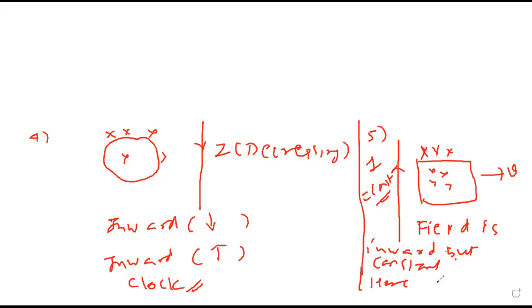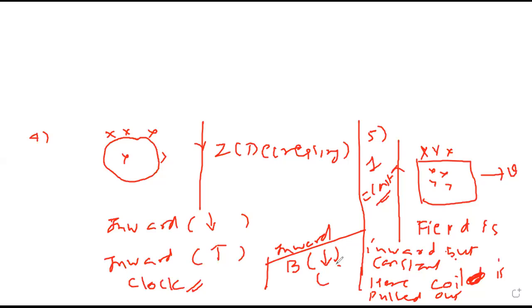Here the coil is pulled out from the field. Now what can you say? It's decreasing. That means the field associated with the coil is decreasing. So the field is inward, decreasing. By Lenz's law, it should be increased. Inward will be increased by whom? Inward only. Current will be clockwise.